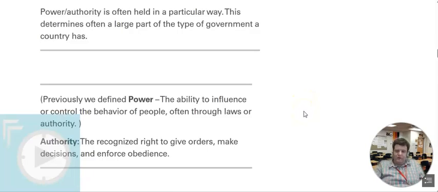Do recall that power is the ability to control or influence the behavior of people. Usually we're thinking through laws and authority. Authority is a word that's come up a lot, so I better define it for y'all. Authority is the recognized right to give orders, make decisions, and enforce obedience. Authority is, we're listening to you. We're doing what you ask. We're doing what you say. That's what authority amounts to, when people obey authority.